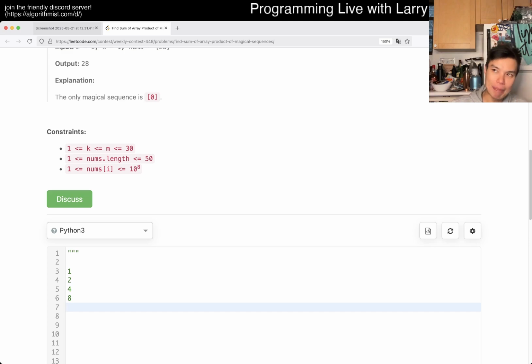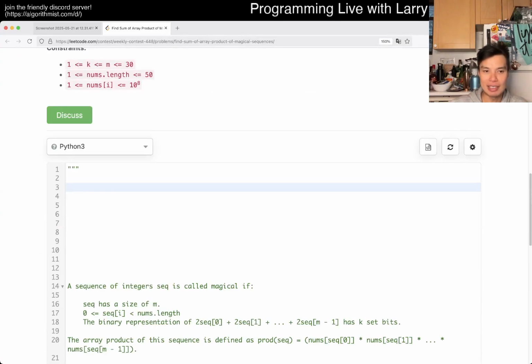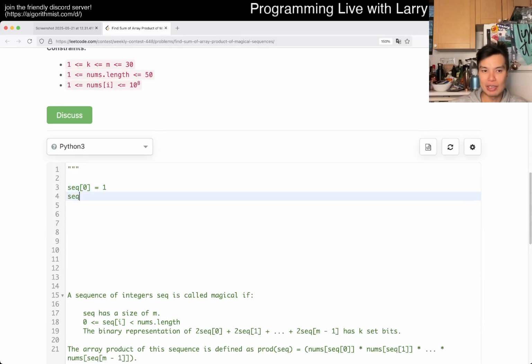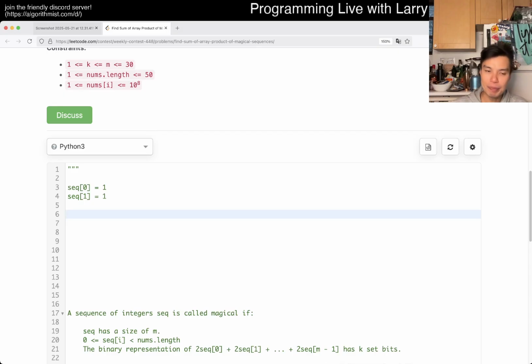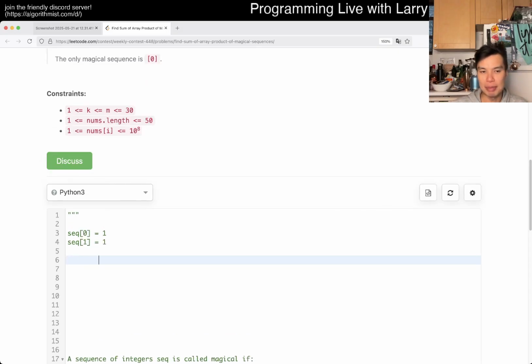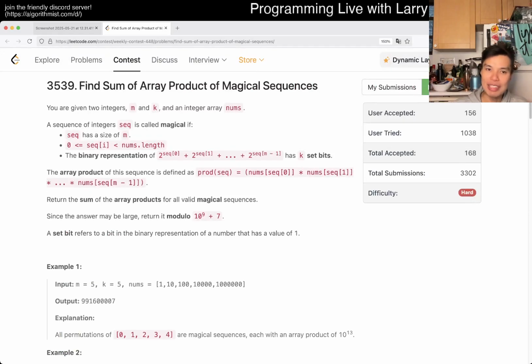The reason why this k-bit thing is weird is because, for example, if you repeat, then that's a little bit tricky, right? Let's say sequence of 0 is equal to 1 and sequence of 1 is also equal to 1. Then the sum of this is going to be 2 to the 1 plus 2 to the 1, which is equal to 2 to the 2, which has 1 set bit, right? So that means that k is equal to 1 in this case. Okay, so that means that after selecting m numbers with duplicates, we want k set bits at the end.